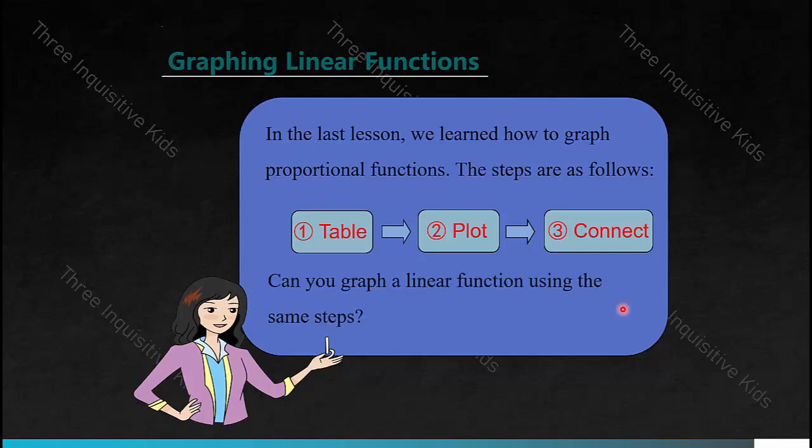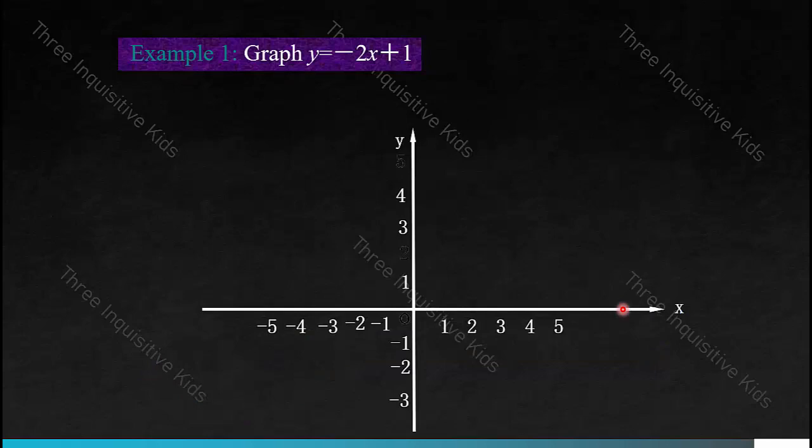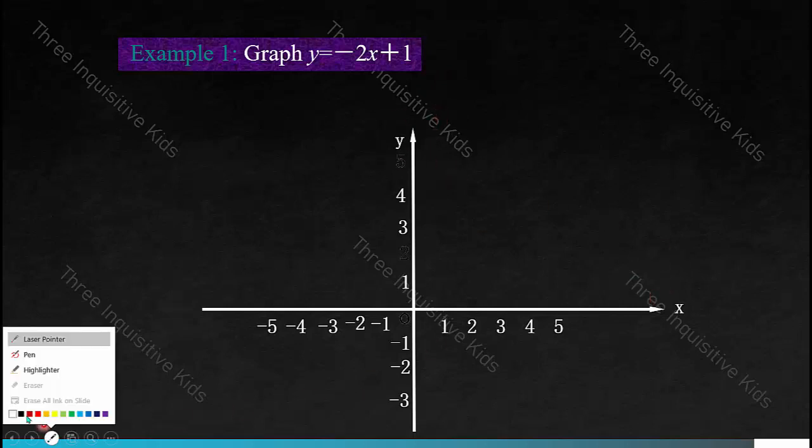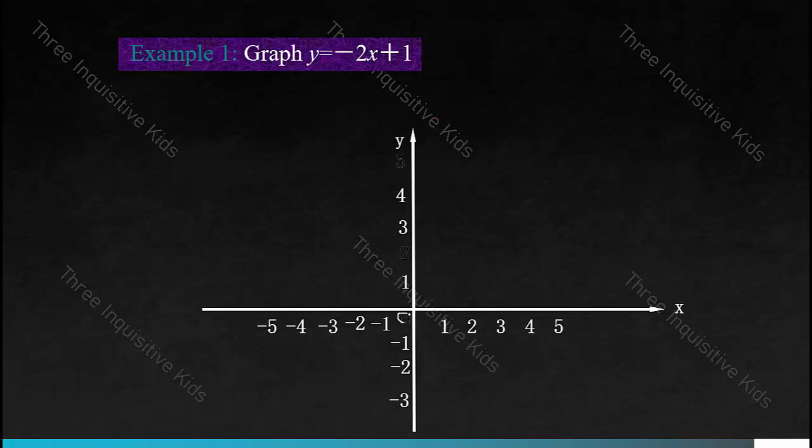Can you graph a linear function using these same steps? Well, let's try. First, we want to try graphing y = -2x + 1. As you can see, we have the y-axis and the x-axis. Here this is O, which means origin point, and this is 5. So let's start.